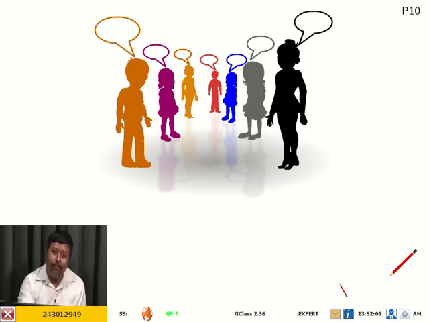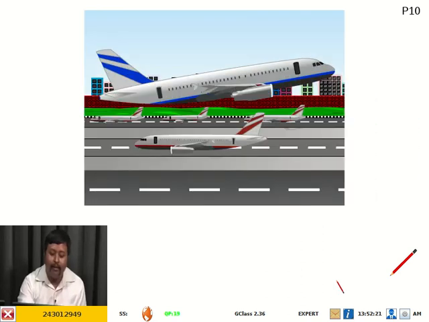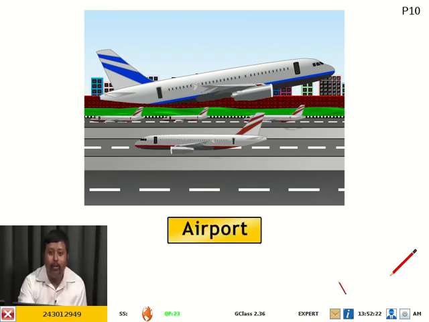Okay? Then after that, a place where a lot of people discuss their ideas and all, that is called a forum. Then what else do we have? You know, what's that? This is called an airport. At an airport, many planes are together.